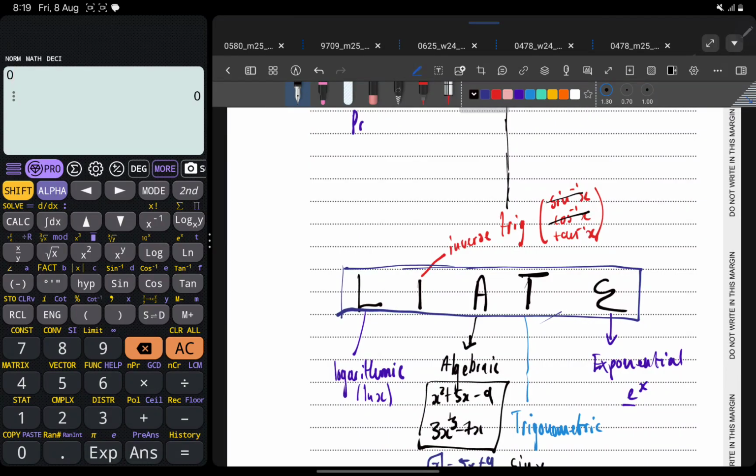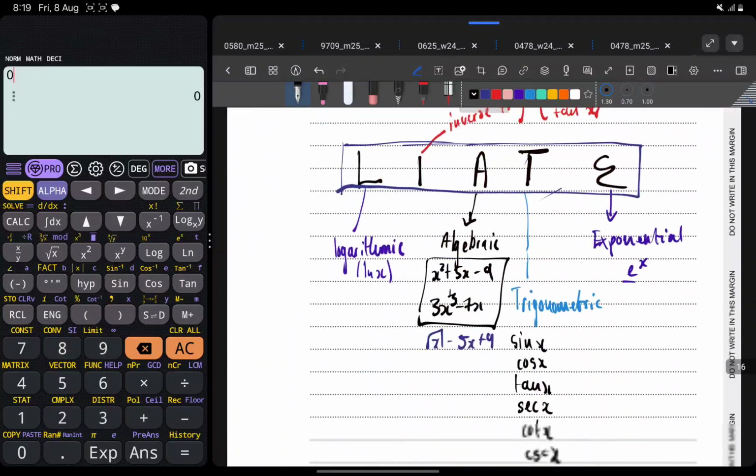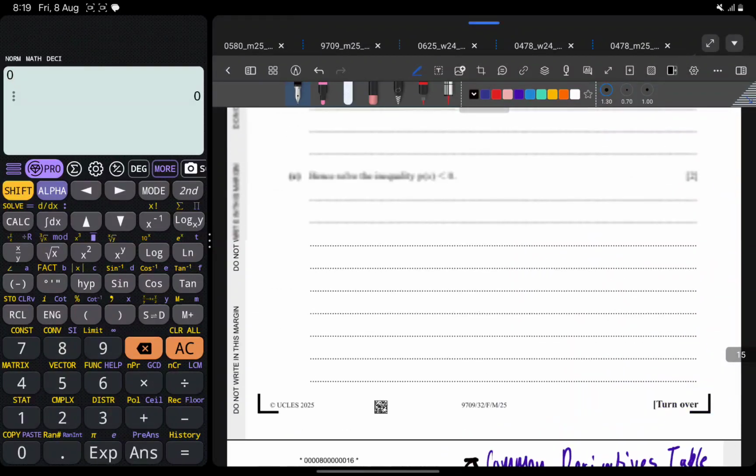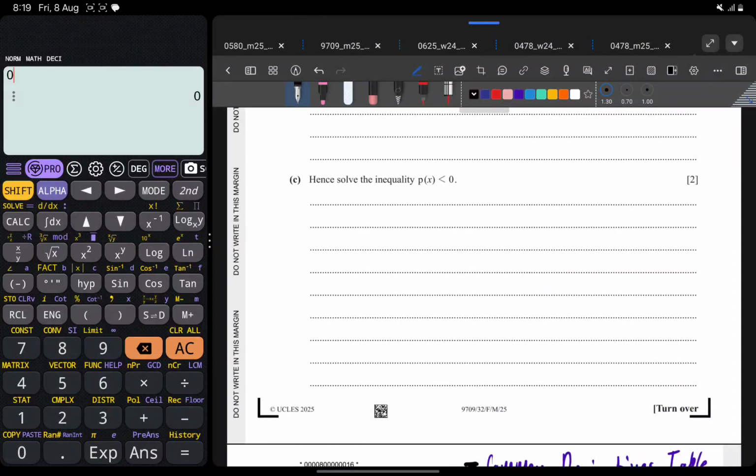So I need to know, what do I get when I differentiate ln x? What do I get when I differentiate tan inverse? That's what I'm saying. And also the six trig functions, you need to know what you get when you differentiate them. You have to. Now let's say you now know.